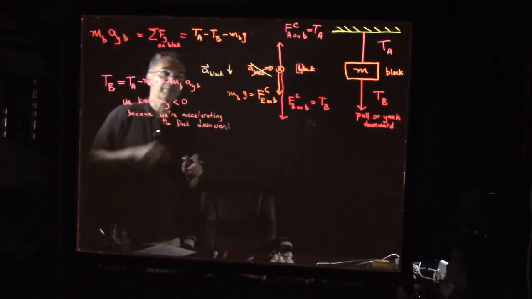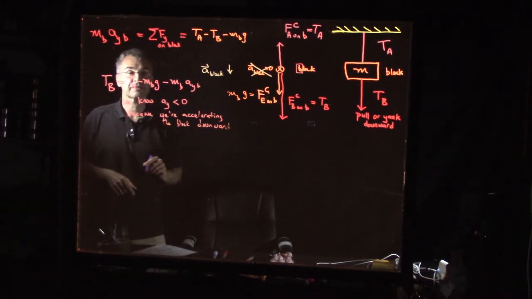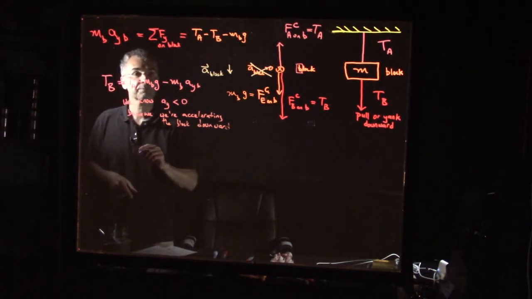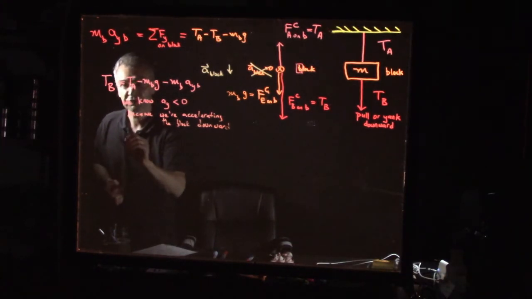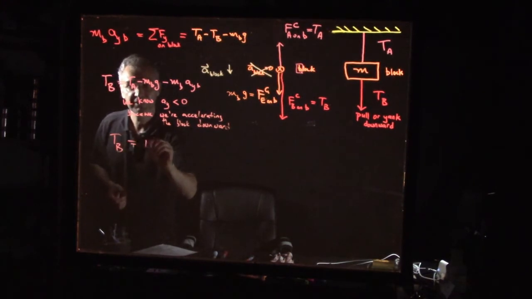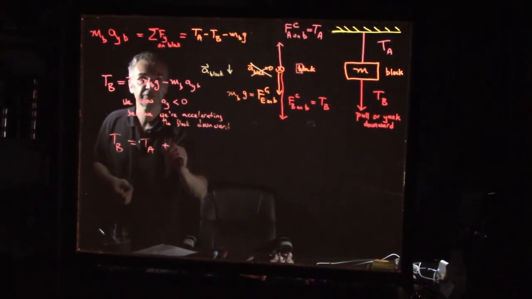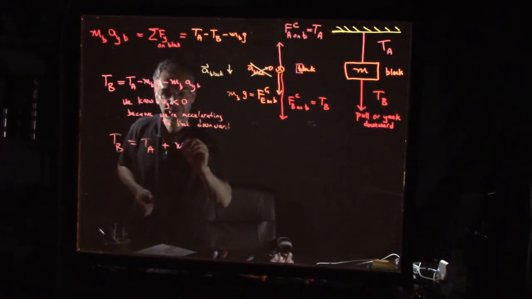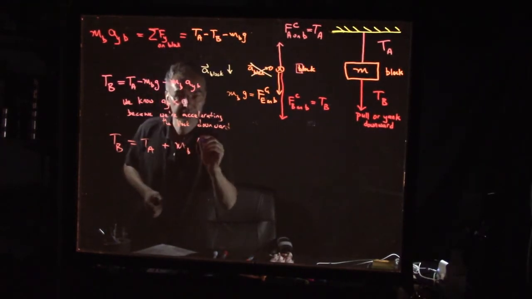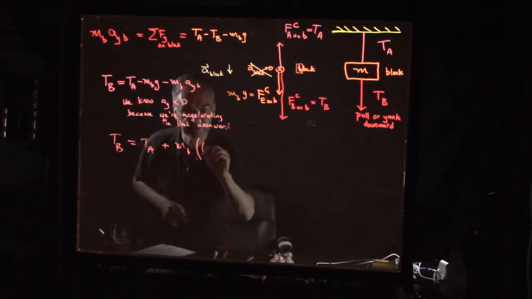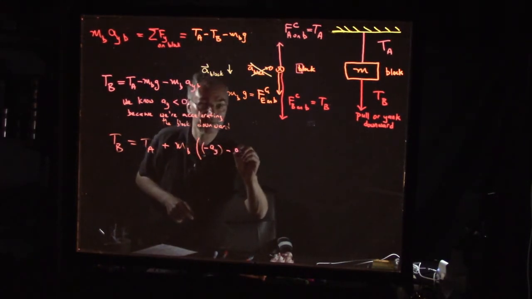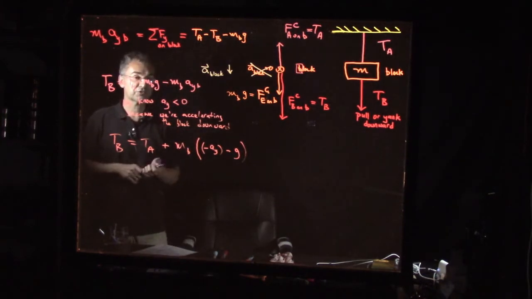I'm almost tempted to write the absolute value of this thing. Maybe I'll do that. I'll just say minus a_y, because then minus a_y is a positive number. How about that? So the tension in string B is the tension in string A now plus the mass of the block times, and you see, minus a_y is a positive number, and then minus g. Yeah, that's a little confusing. Maybe I should have just said a_y is the downward acceleration.